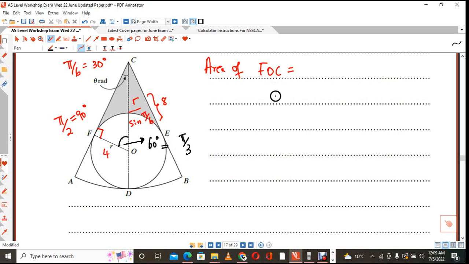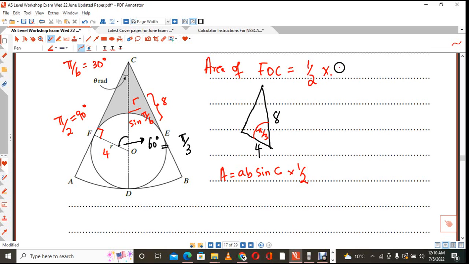Why is that information important? Because now I'm sitting with a triangle, and I have a side 4, I have 8, and I have an angle, which is pi over 3. So I can use the formula one half AB times the sine of C. So it's a half times 4 times 8 times the sine of pi over 3.